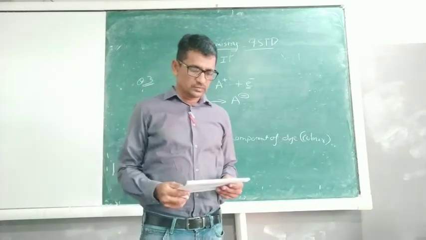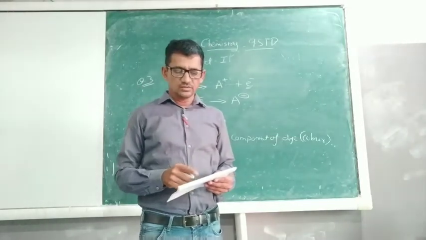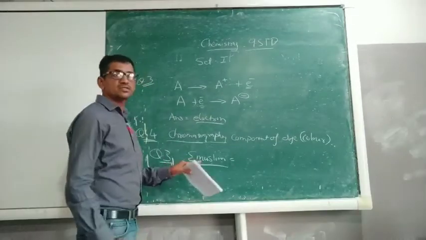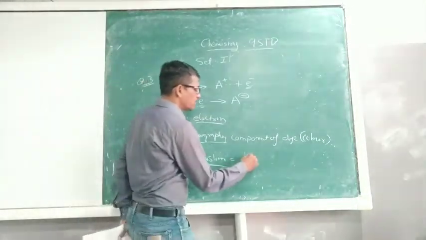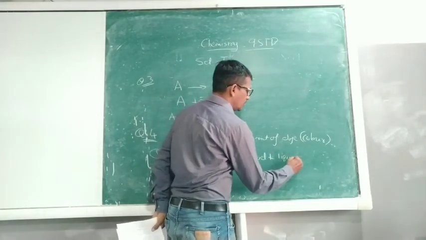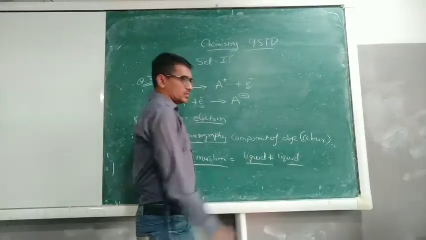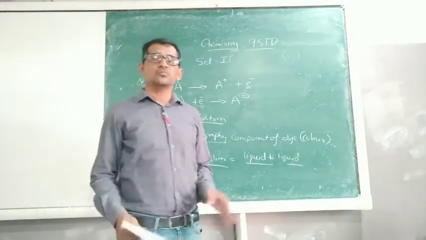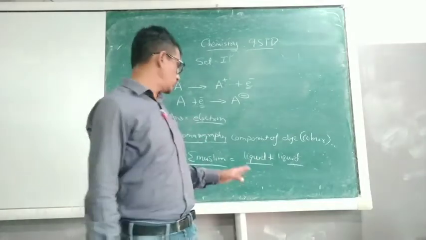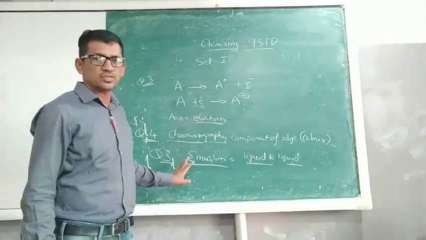So here dispersion medium is liquid and dispersion phase is also liquid, and it is an emulsion. So emulsion is nothing but liquid plus liquid. If both components are liquid, solute and solvent both liquid, then it is known as emulsion. Remember this.